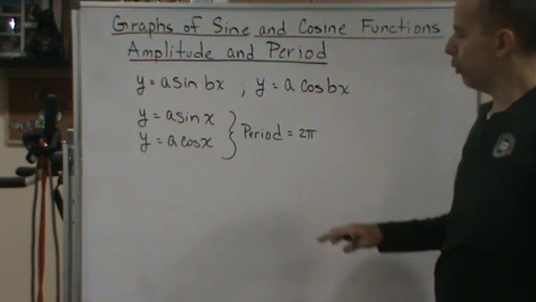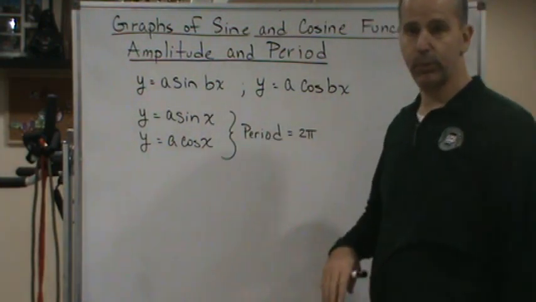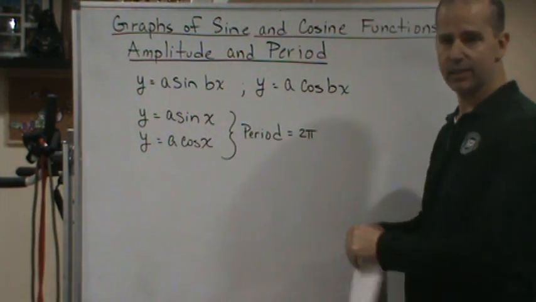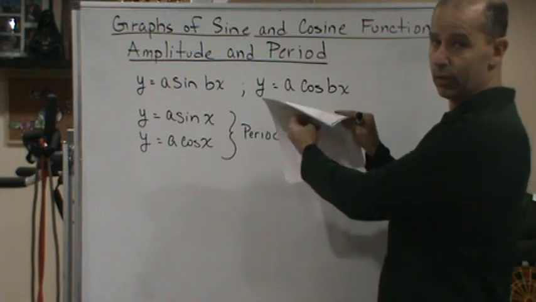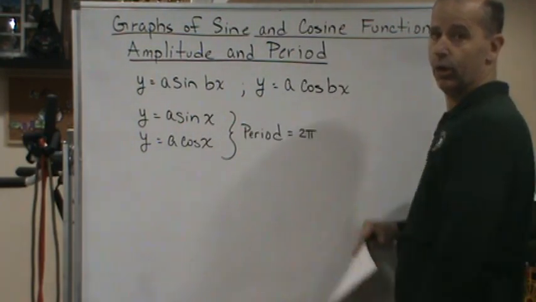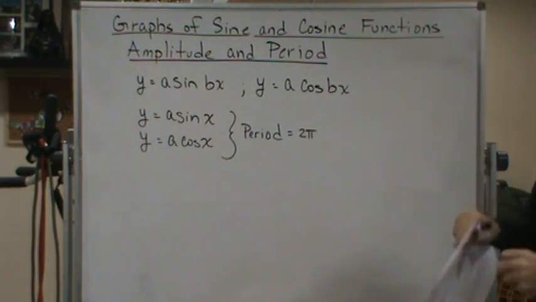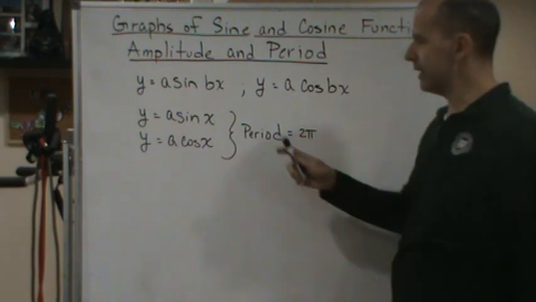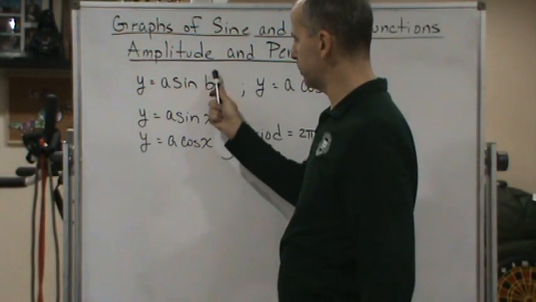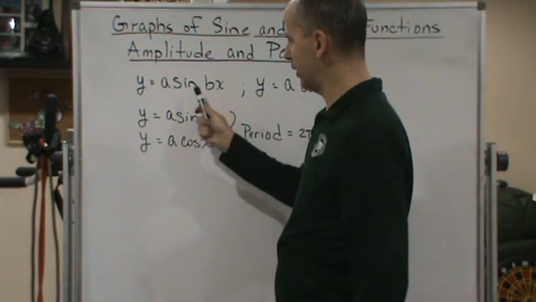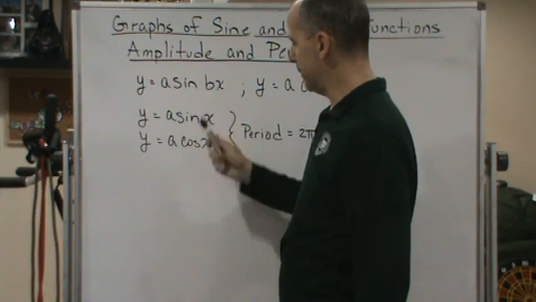But what if you're inside the function? Remember what happens when you're inside the function. That's going to be a horizontal stretch or shrinkage or compression. So same thing going on here with B. You're multiplying all the values of x that go into sine by B.